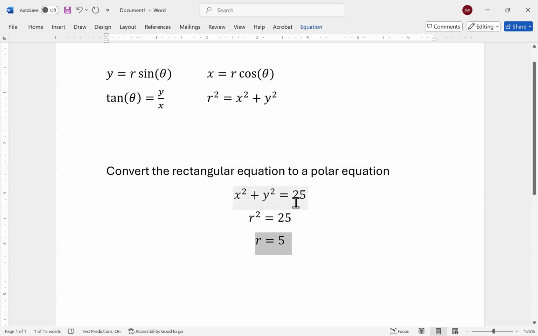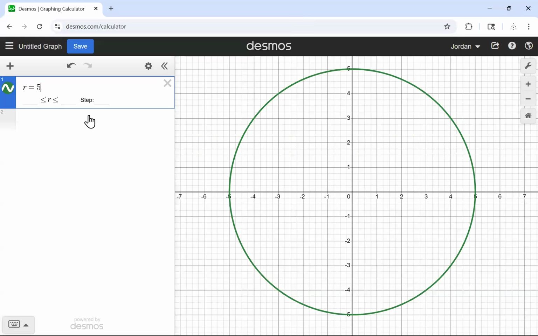Notice that x squared plus y squared equals 25 is a circle of radius 5. A circle of radius 5 in polar equations is just r equals 5. By the way, in Desmos, you can graph polar equations by just using r. So I used r equals 5, and I got this nice circle of radius 5. You can also do that on the TI-84. I'm not going to show you that in this video, but I will put a companion video up on how to graph using the TI-84 with polar equations.